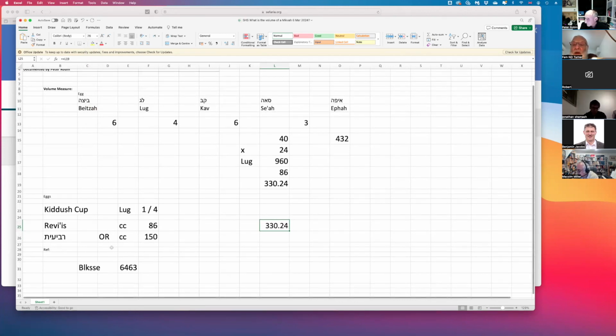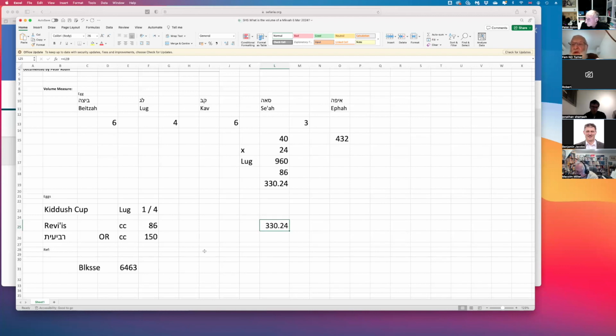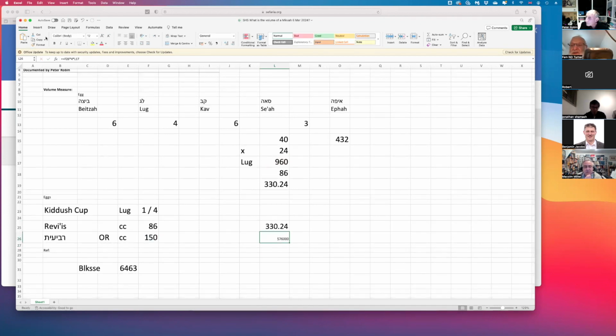There you are. Or 150 times 4 times 960. Correct? 150 times 4 will give you lug, then times 960. How much is that? It should be 5760, isn't it? 576. Very good. So blow that up. Well done. Or you put the decimal place in because it's in liters. Thank you. 576. So there we are, the minimum size mikveh, therefore.